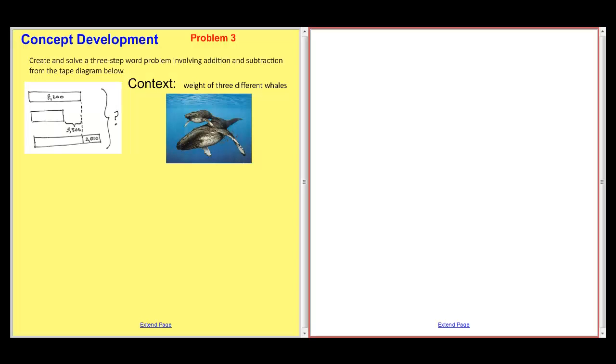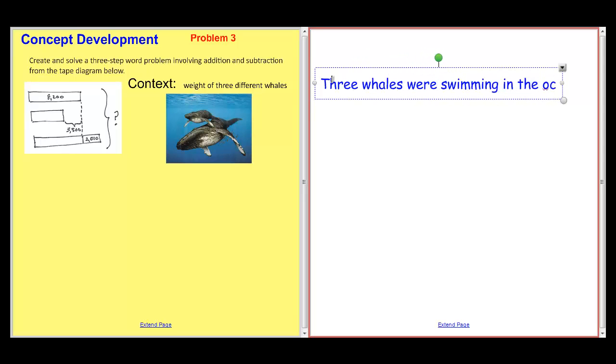So in order to write my story, I have to think to myself, all right, I know I'm writing about 3 whales. Again, when I see that the question mark is over here, that tells me I'm trying to find the total. So when I start my problem, I don't know how much they all weigh together. That's what I'm going to ask.